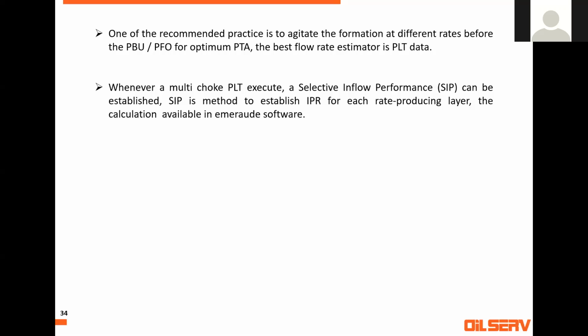What we can do if you have a multi-rate PLT, a multi-rate operation with a shuttle run, is create this IPR relation per each zone. You can do that per each zone. And this functionality is available in the Emeraude. And you can get P star per each zone.